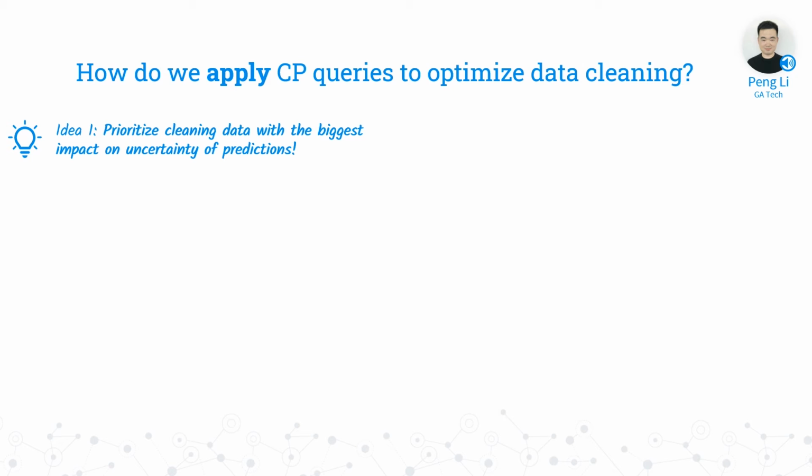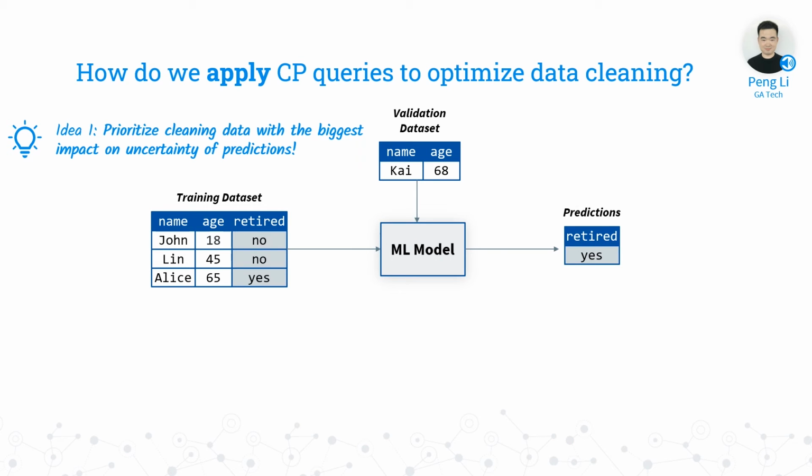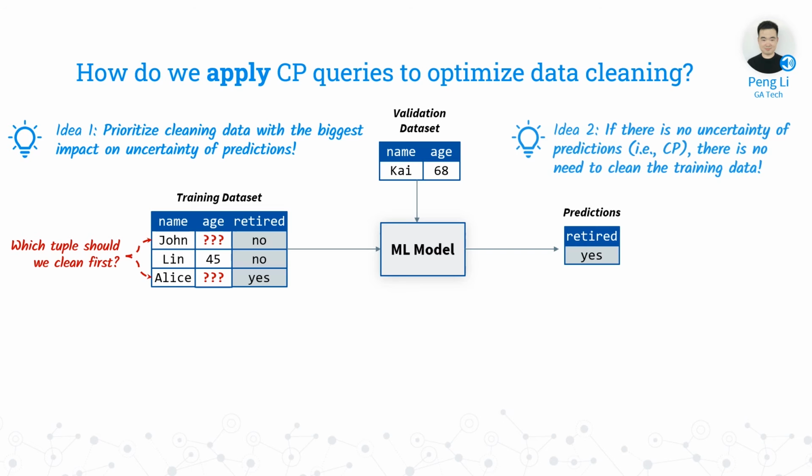Coming back to our machine learning workflow with the training data, model, validation data, and predictions. We consider the case where we have multiple dirty values in our data. The question becomes, which dirty value should we clean first? According to our original idea, we should clean the one that has the biggest impact on uncertainty. Furthermore, if there is no uncertainty, namely the example can be certainly predicted, then we can skip cleaning altogether.